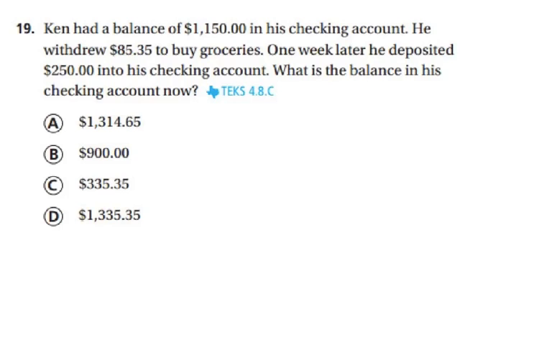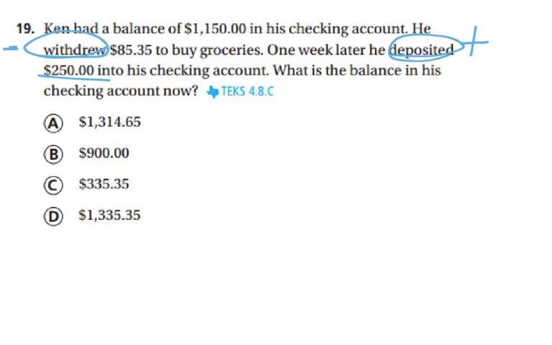19. Ken had a balance of $1,150 in his checking account. He withdrew or took out. Remember, withdraw, that means to take out. If you're withdrawing, you're taking it out. So he spent some money, $85.35, to buy groceries. 1 week later, he deposited or he put money in to his bank account. It was actually $250. Okay?